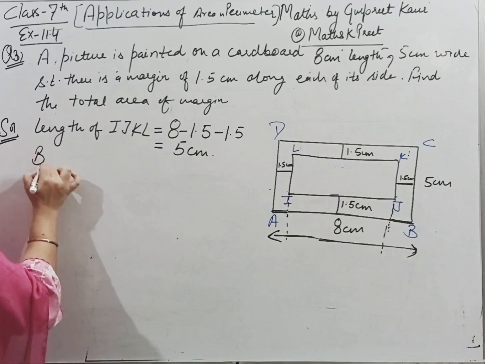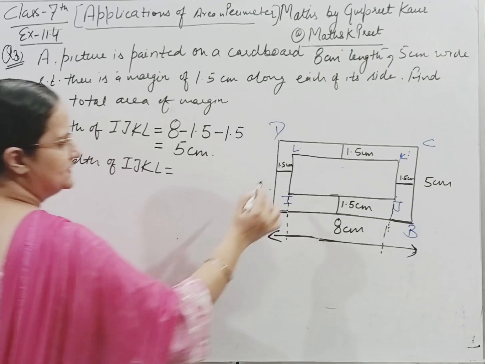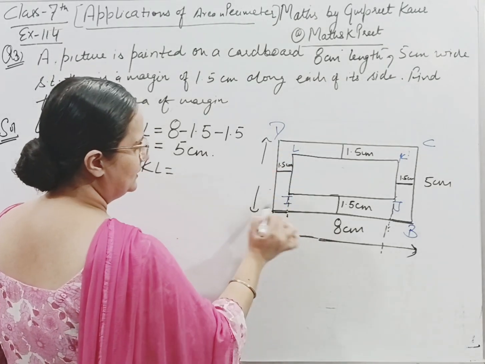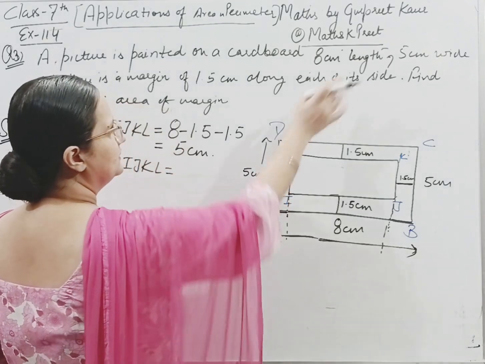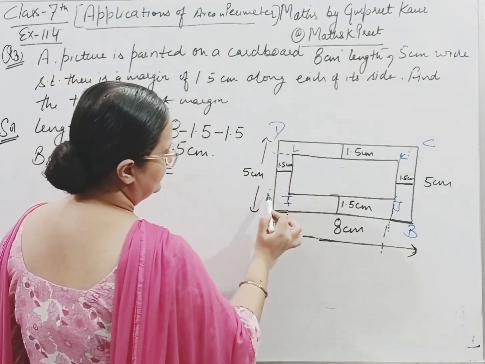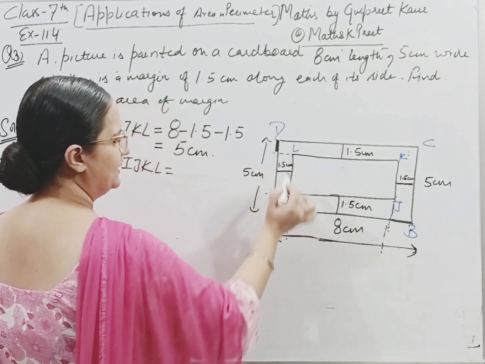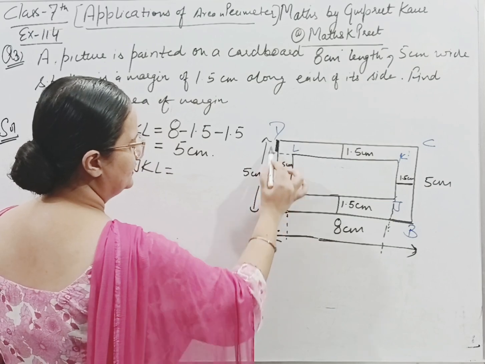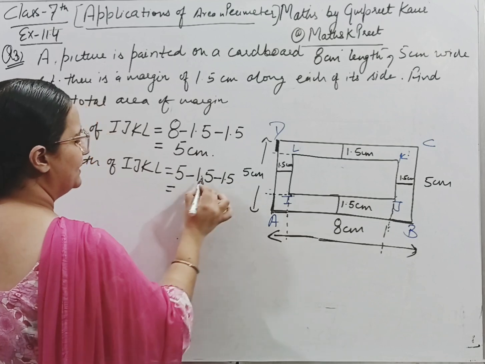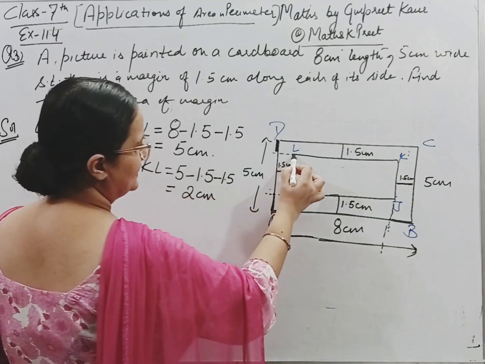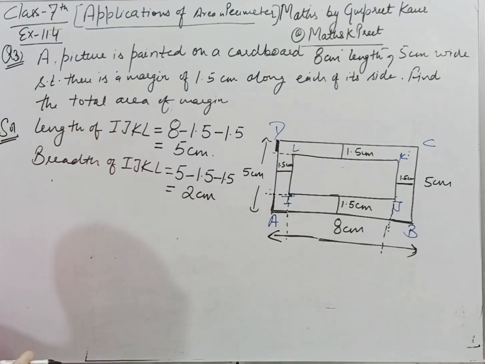Similarly, we can write breadth of IJKL. So this complete measurement is what? This is given to us, 5 centimeters. This is 5 centimeter according to the question. And to write this much measurement, I have to subtract this 1.5 and this 1.5 from here. So I'll subtract from this 5, 1.5, again 1.5. So 5 minus 3 is what? 2 centimeters. So this IL is 2 centimeter. Fine, I hope you understood.